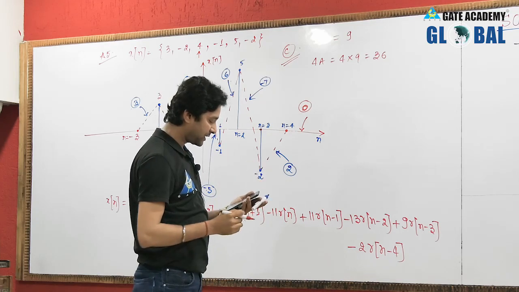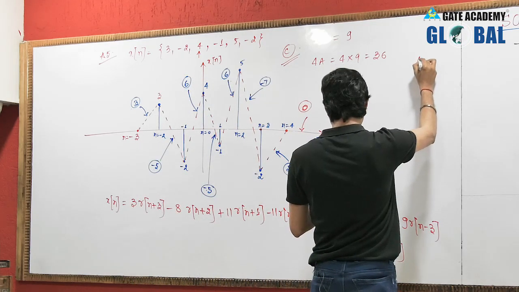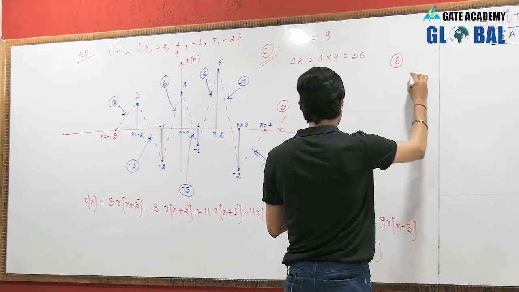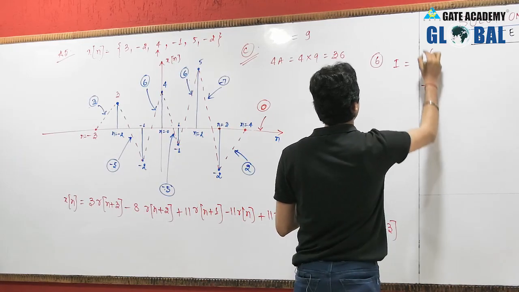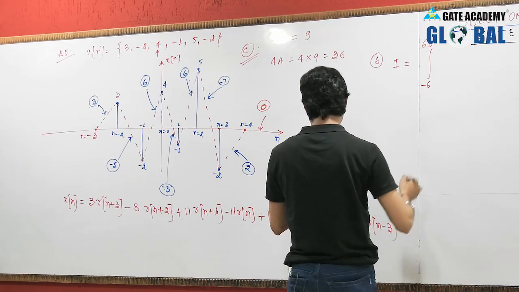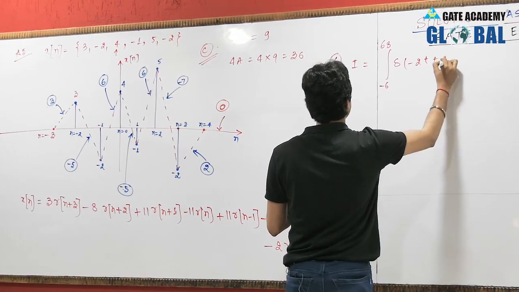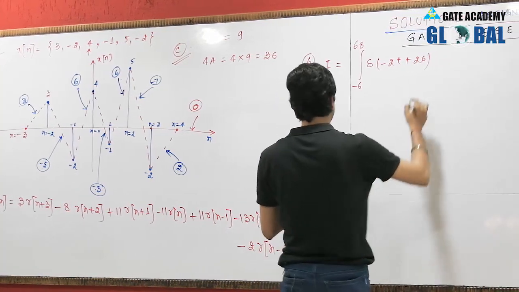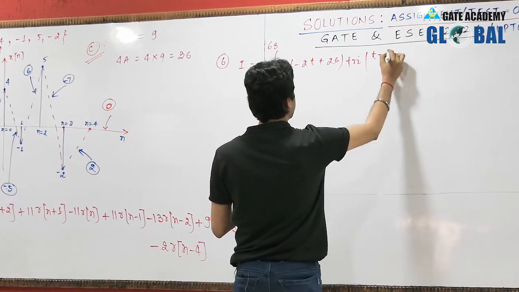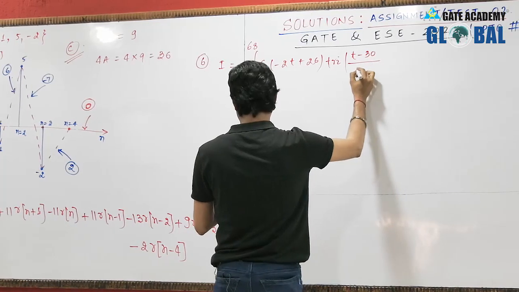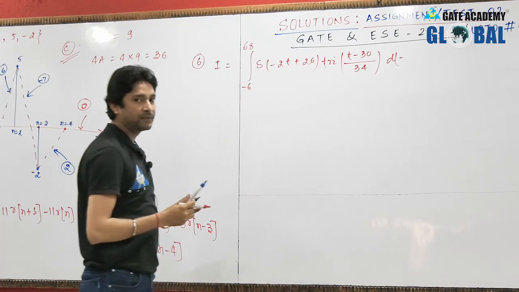Now we are moving to questions of 2 marks. The first question of 2 marks is: we have to evaluate the integral I, that is the integration from minus 6 to 68 of delta of minus 2t plus 26 times triangle of (t minus 30) upon 34 dt. So we have to evaluate the value of this integral.